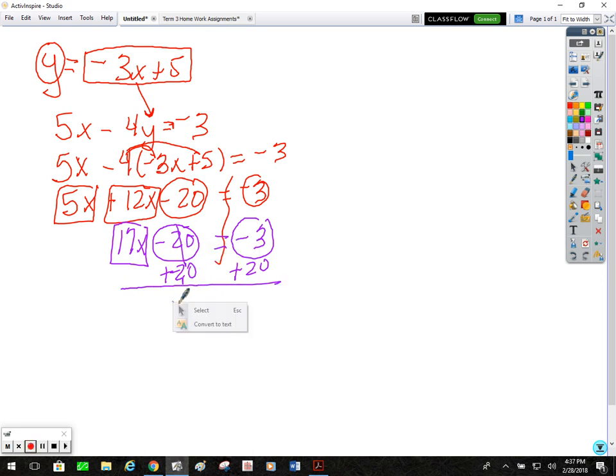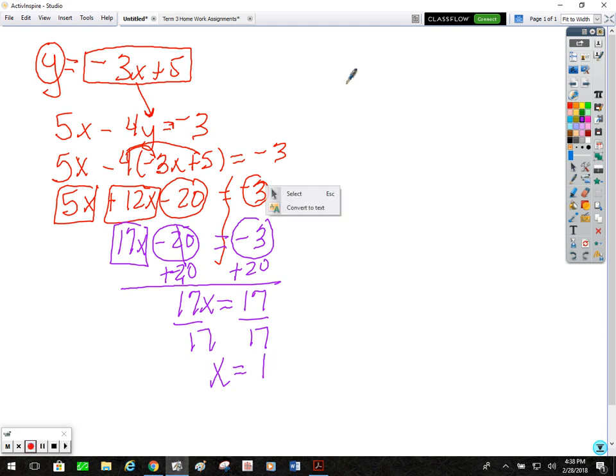Okay, so I have 17x is equal to, well, now my signs are different, so 20 minus 3 is 17, and 20 is bigger, so I'm going to keep the sign of the bigger number. Let's get rid of this last part by dividing by 17. So x should give me a positive 1.